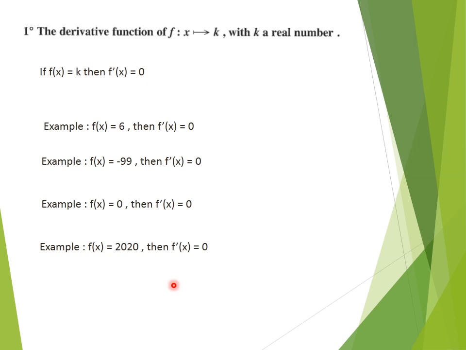If we have a function k, meaning any constant, its derivative is 0. For example, if we have a function equal to 6, then its derivative is 0. If we have the function minus 99, its derivative is 0. So any function which is constant, its derivative should be 0.